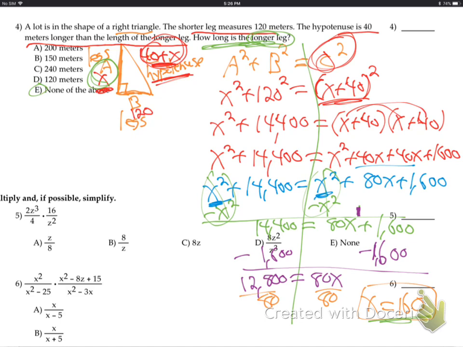But if they had asked for the hypotenuse, they didn't, but if they'd asked for the hypotenuse, I would have needed to plug the 160 in right there. 160 plus 40, that would have been 200, which is answer A. But they did not ask for the hypotenuse. They asked for the longer leg, so it's just x. It's just 160. It's not there. So none of the above. There we go.